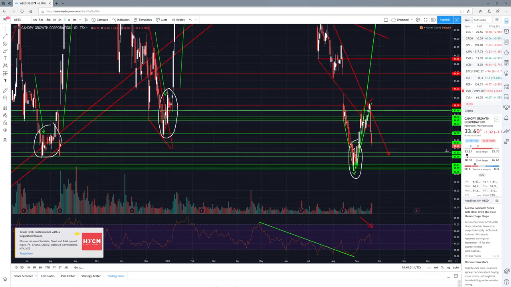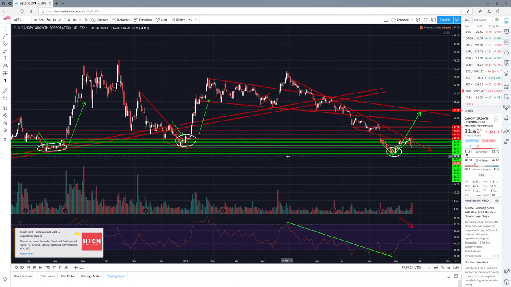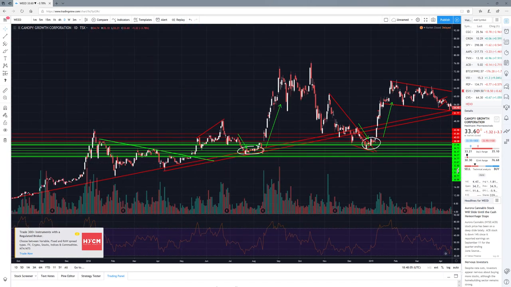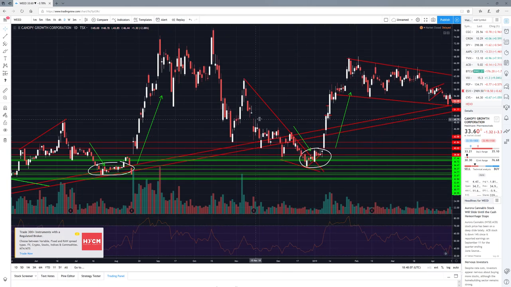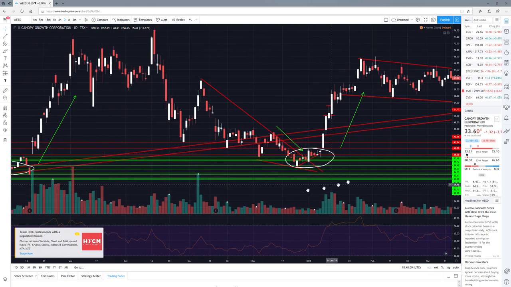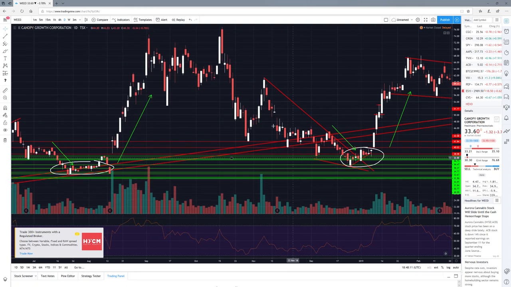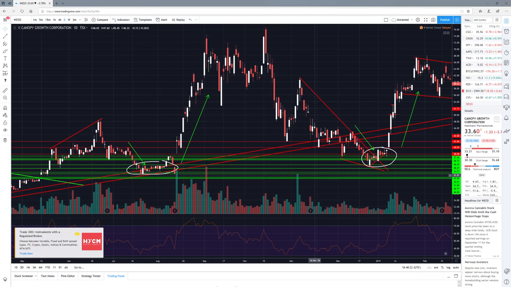To talk a little bit more about wedges, falling wedges, rising wedges. This is a falling wedge from this disgusting high, 77 bucks to 34, 35. Yeah, that's more than a 50% retrace.